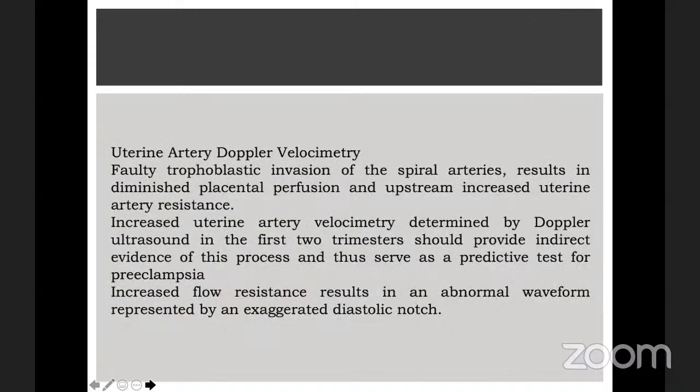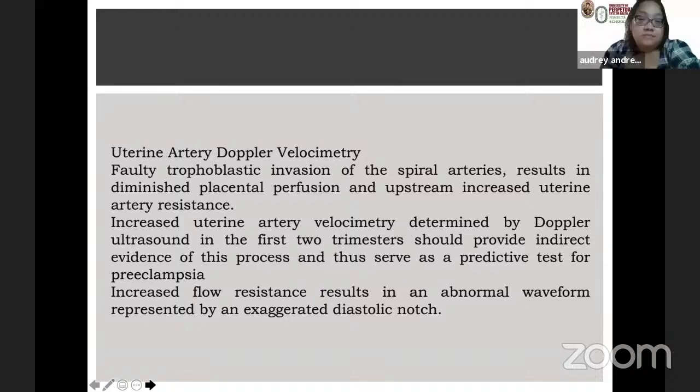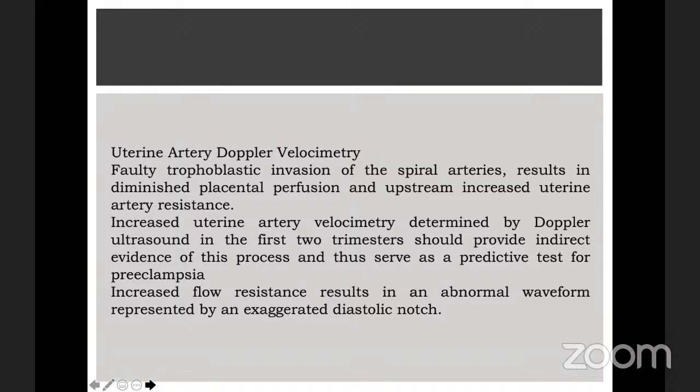Uterine artery Doppler velocimetry. Faulty trophoblastic invasion of the spiral arteries results in diminished placental perfusion and upstream increased uterine artery resistance. Increased uterine artery velocimetry determined by Doppler ultrasound in the first two trimesters should provide indirect evidence of this process and thus serve as a predictive test of preeclampsia. Increased flow resistance results in an abnormal waveform represented by an exaggerated diastolic notch.